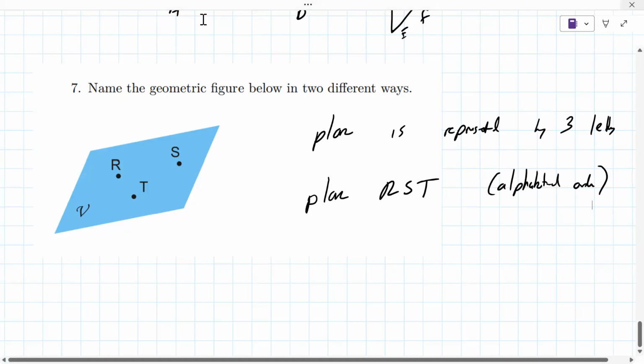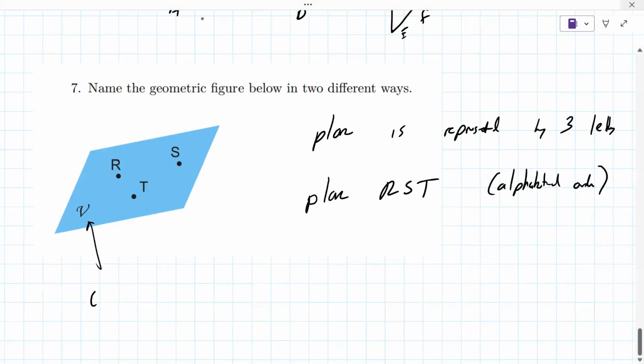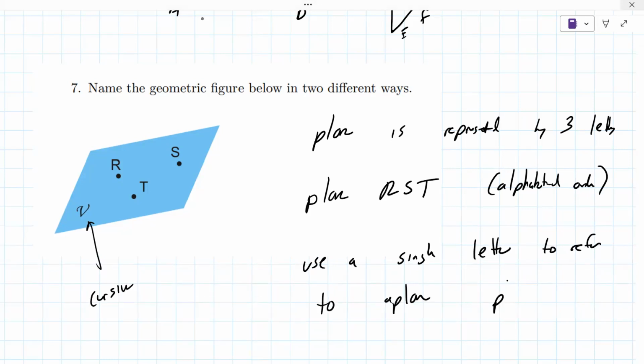Now, the other thing is, see how there's kind of this letter off to the side here and it's cursive? Yeah. You can also use a single letter to refer to a plane. So you could say plane V.